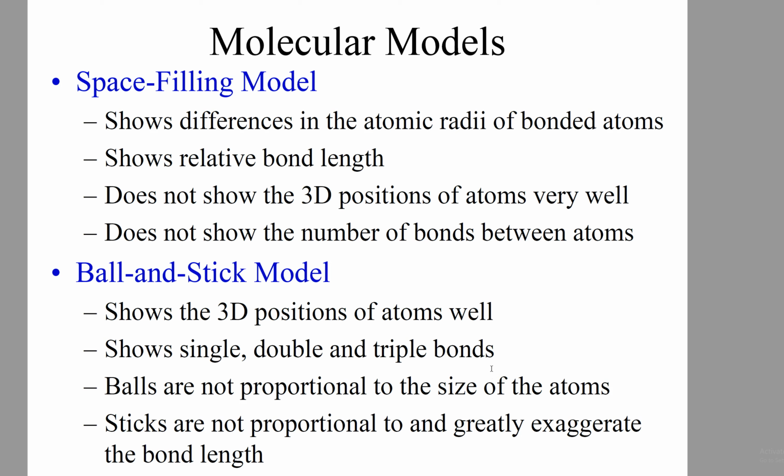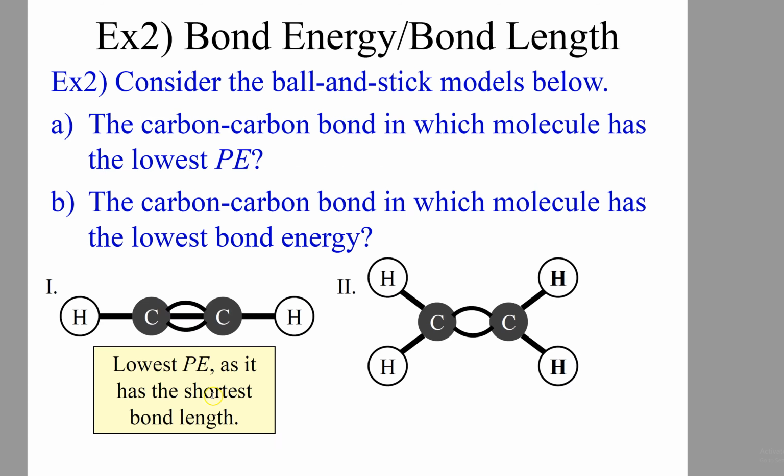Alright, so just to show you guys a little bit about ball and sticks and different ways to represent models. So space filling is what I showed you guys earlier, where you get two balls with different colors. They show relative bond length. It does not show the 3D positions very well. Ball and stick is like the one I showed earlier. You can see double and triple bonds, and they usually are not proportional and are greatly exaggerated to show that.